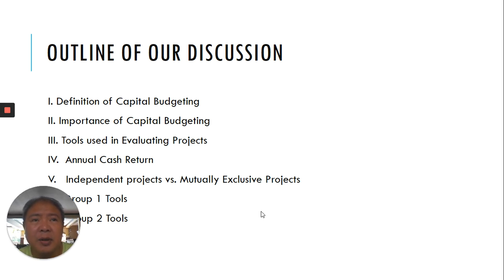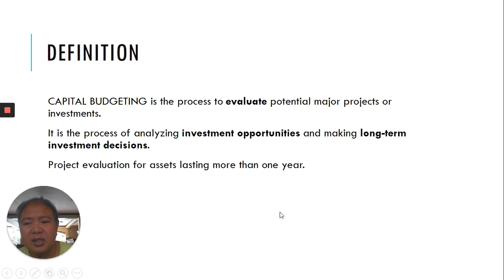Because, as I mentioned earlier, the company could have more than one project or proposal at hand. So, which one is better over the others? We'll discuss if it's an independent or mutually exclusive project, and then we'll go through an example using the Group One tools and Group Two tools. Okay, so what is capital budgeting?